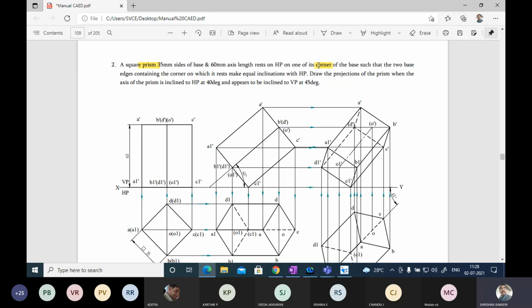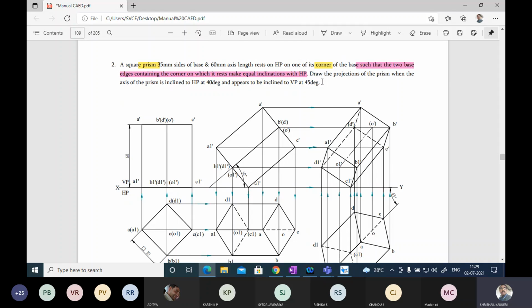Such that the two base edges containing the corner on which it rests make equal inclination with HP. And this point I told you in the previous class only. You need not discuss more on this, because the two edges which are containing the corner on which it rests will definitely make equal inclination. We need not worry about this.